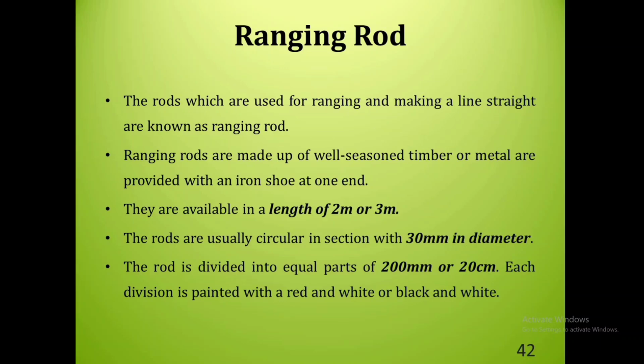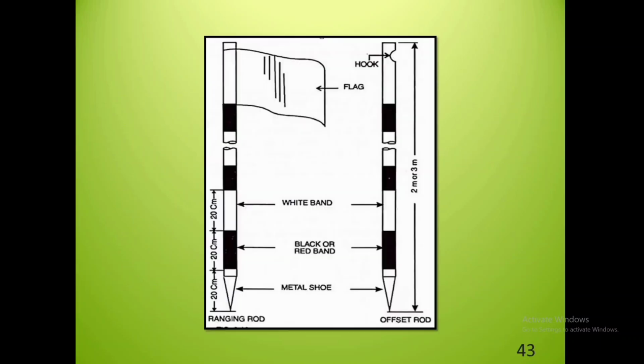Next one is ranging rods. This is the ranging rod. Ranging rods are normally used for the purpose of ranging, or making the line straight. Ranging is the process of establishing intermediate points on the survey line. If you carefully observe, this has colored strips of black and white or red and black, and each strip length will be 20 centimeter or 200 mm.